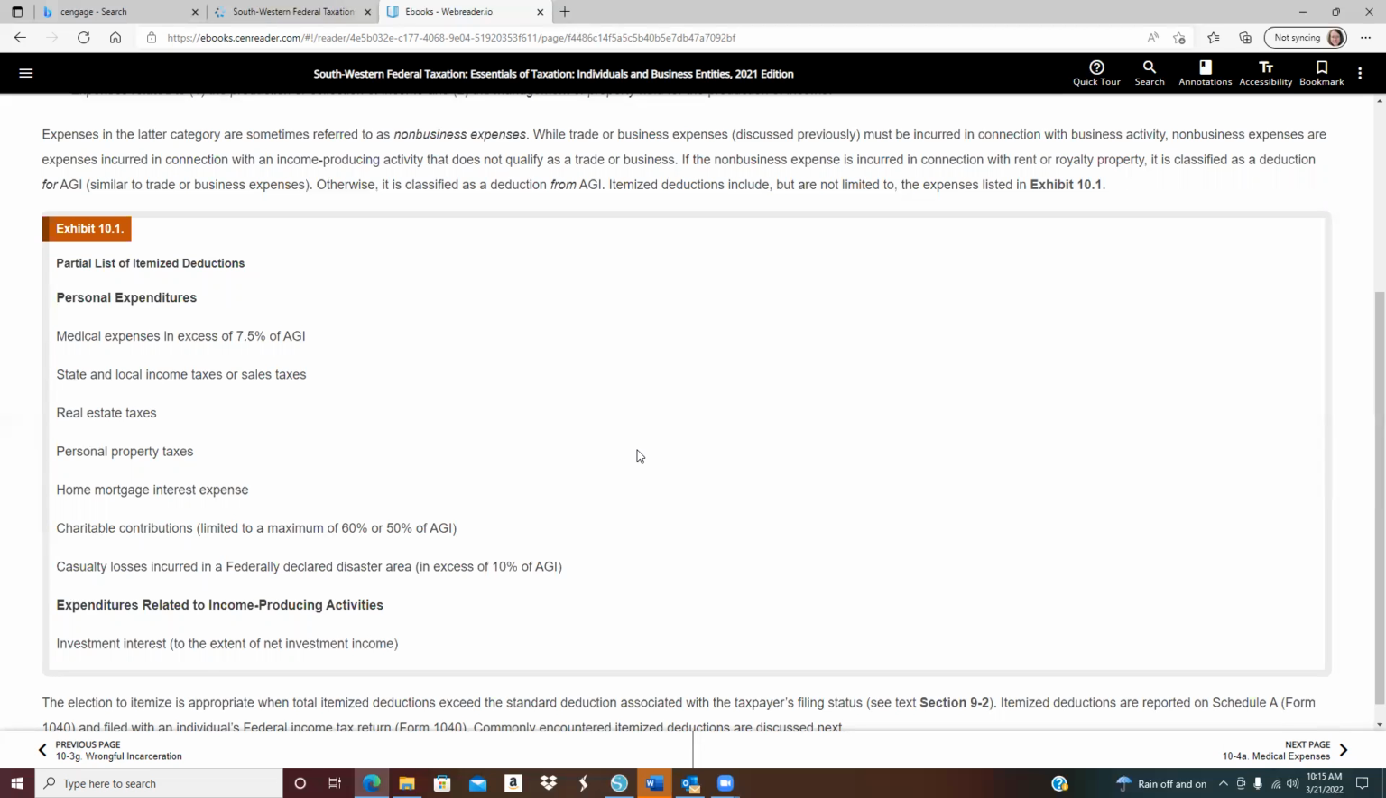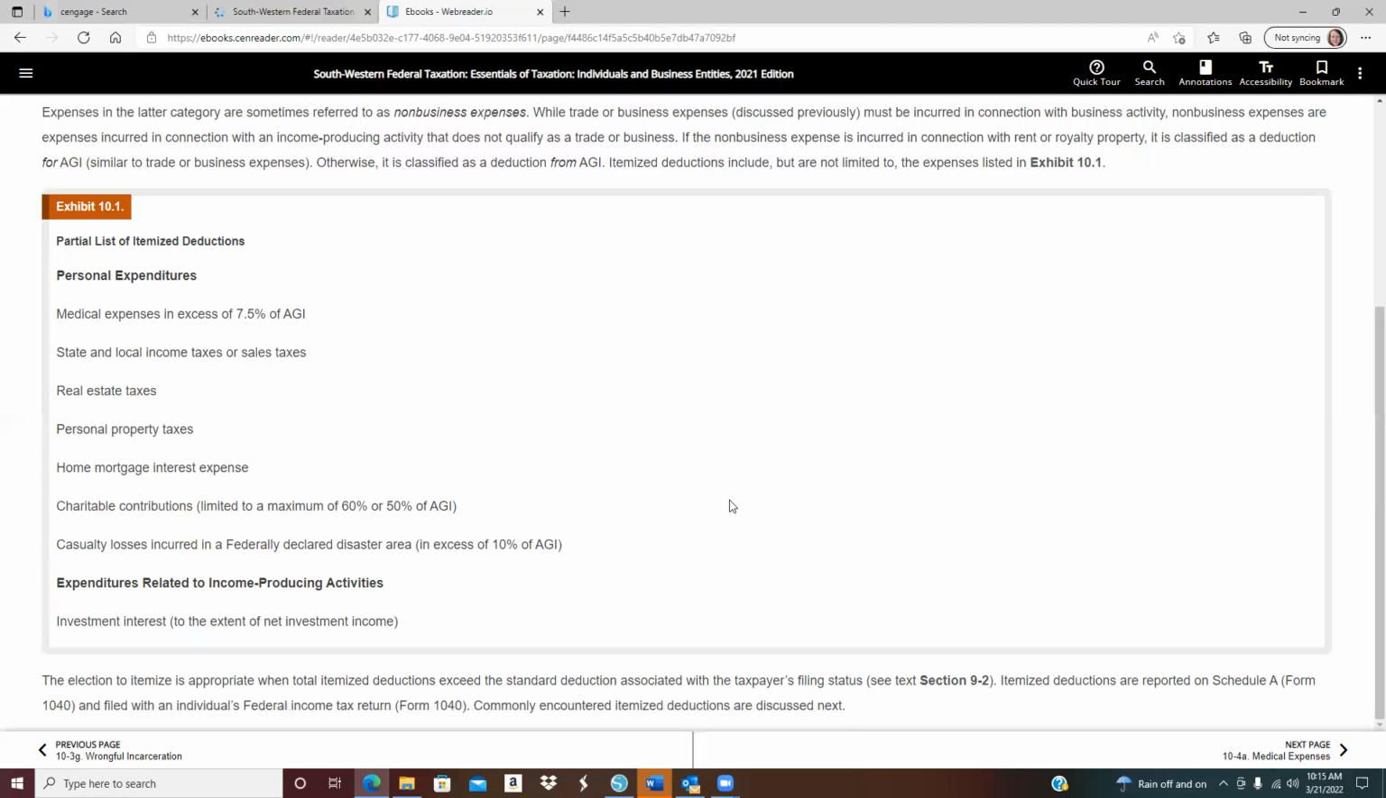So we have a list of personal expenses that can be deducted. You have medical expenses, real estate taxes, personal property taxes, home mortgage interest expense, charitable contributions, and casualty losses incurred in a federally declared disaster. Expenditures related to income producing activities would be like any kind of investment interest.